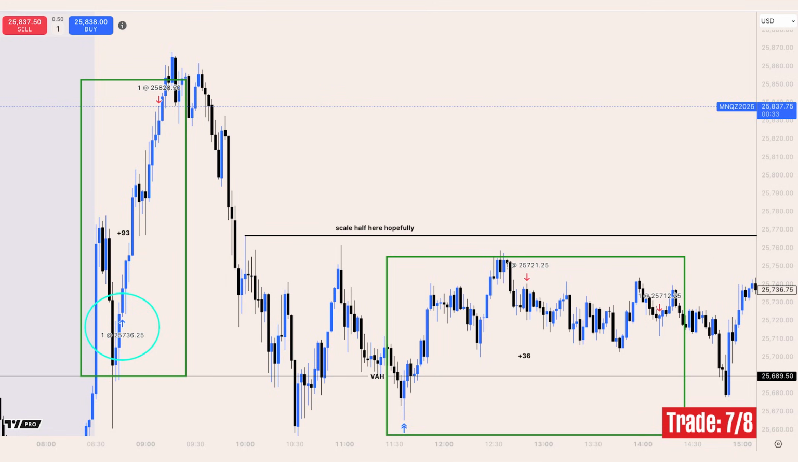So by the time we came into Friday, we weren't too surprised if we finally broke out of balance. And that's exactly what happened. Friday morning, price broke to the upside, came back to retest the value area high, and that gave us our final long of the week, pulling another 130-point move.